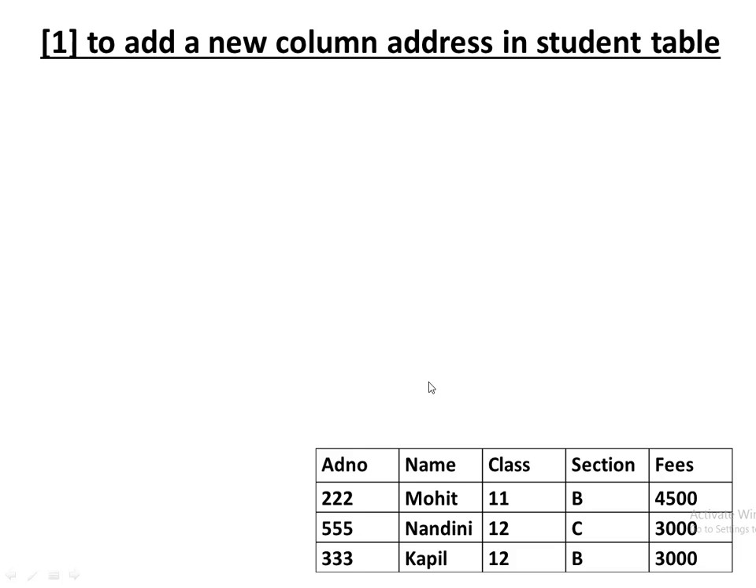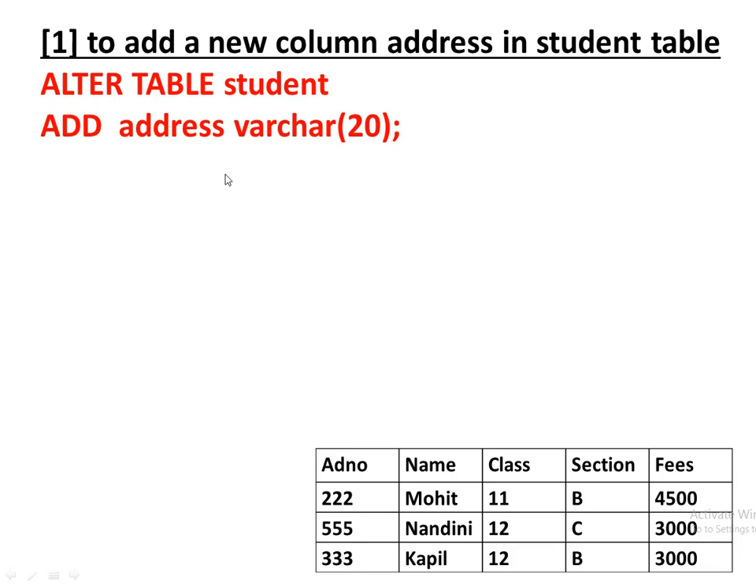To add a new column, address, in student table, suppose this is the student table and I want to add a new column, address, in student table. What do I write? Alter table student, this is the table name, add, because I am adding, then address, this is the name of the new column which is to be added in the table student, and its data type is varchar and its size is 20.